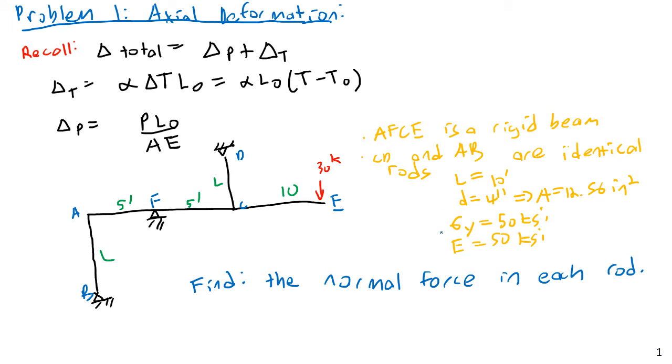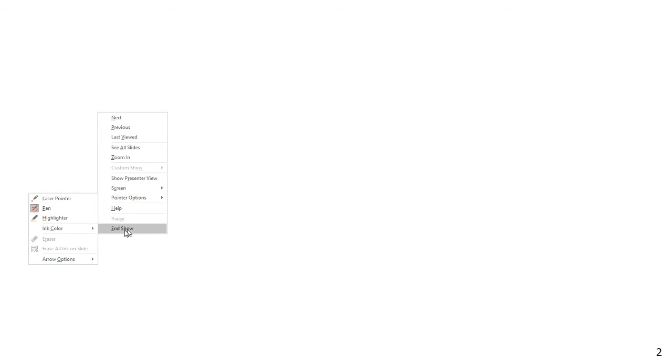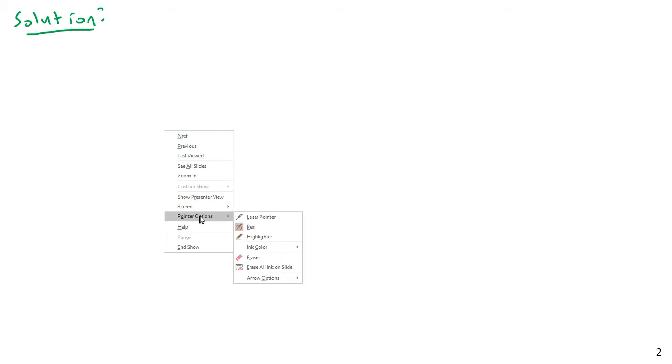Do we need anything else? We have the modulus of elasticity, we have that. We're going to assume that they are elastic, however, we will have to check that assumption later. So let's do that. Solution. Alright, so let's look at the free body diagram here.